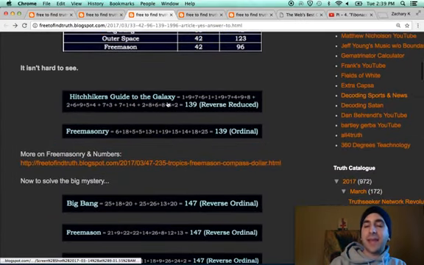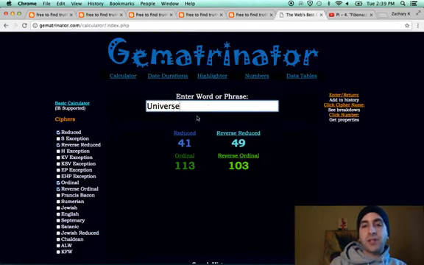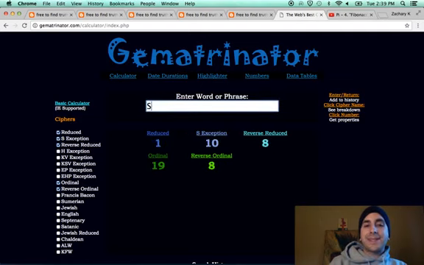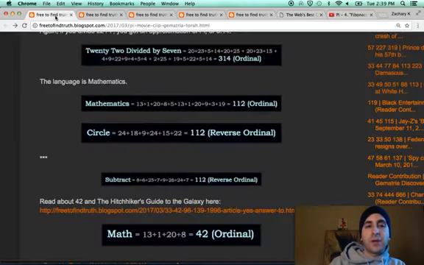Hitchhiker's Guide to the Galaxy in gematria sums to 139, just like Freemasonry. I should also mention that America has gematria of 139. The word 16, the universe being 16 billion years old, 16 has all sorts of special gematria, a very sacred number. There's a reason they call it Sweet 16 in our culture. Just know that 16 has the 42 connection.